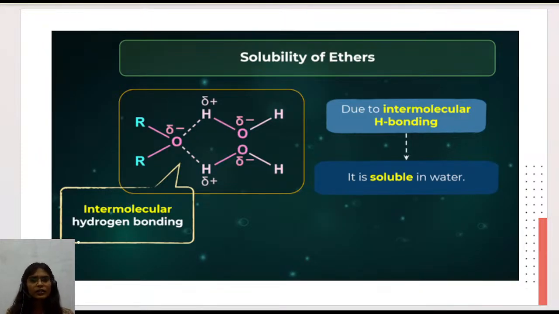Look at this, intermolecular hydrogen bonding is present if you are adding the ether into the water. That's it. This is all for the solubility part. So right now, we have discussed first the classification part, then the preparation part, and then the physical property. Now the last part starts: chemical properties.